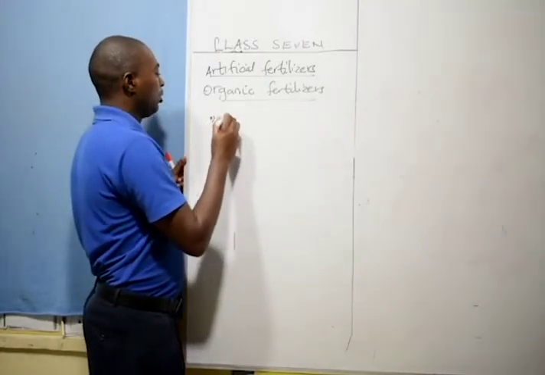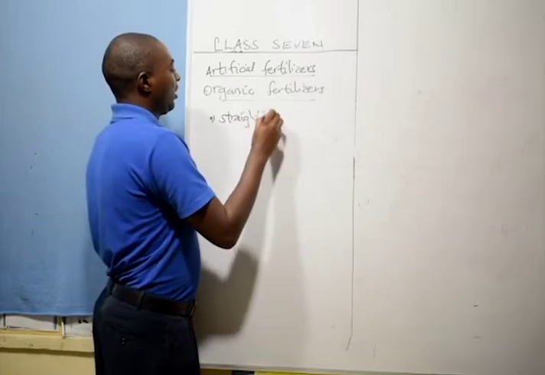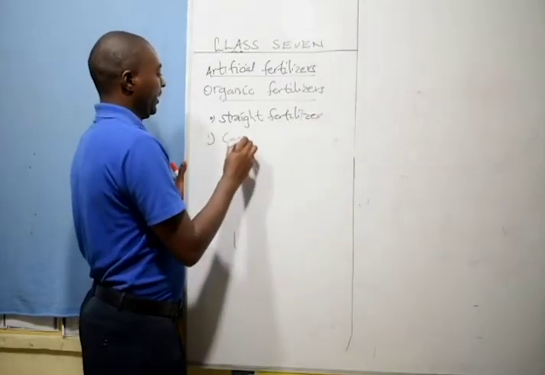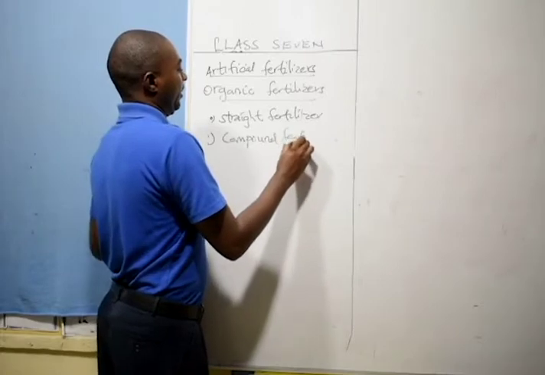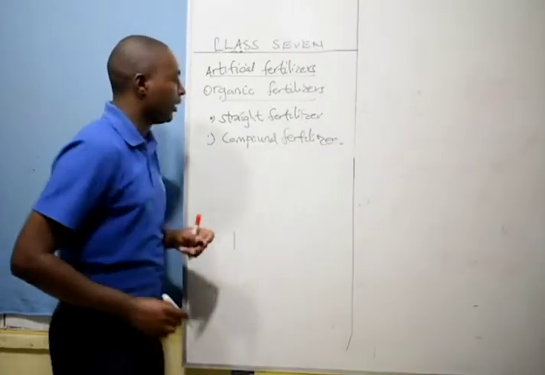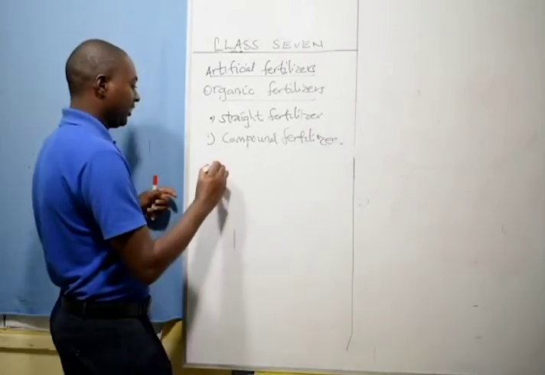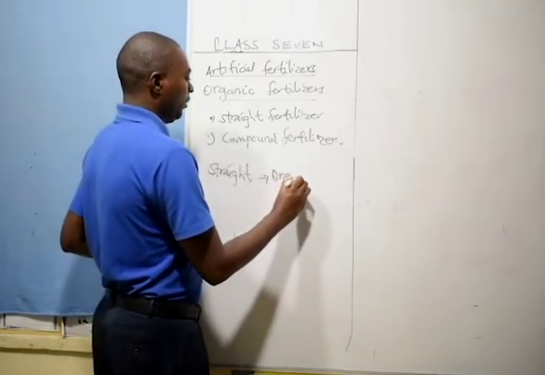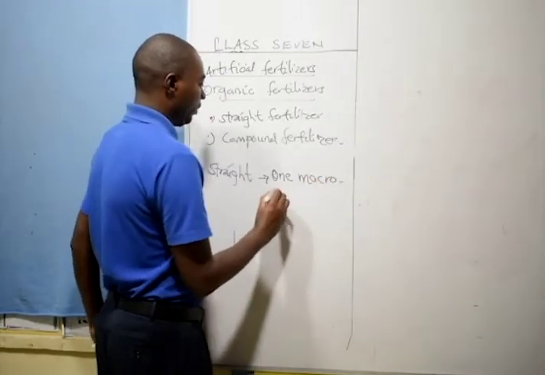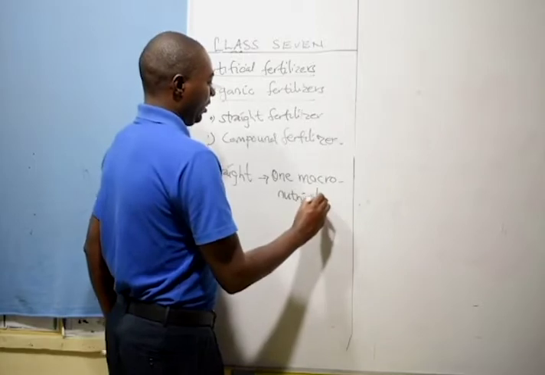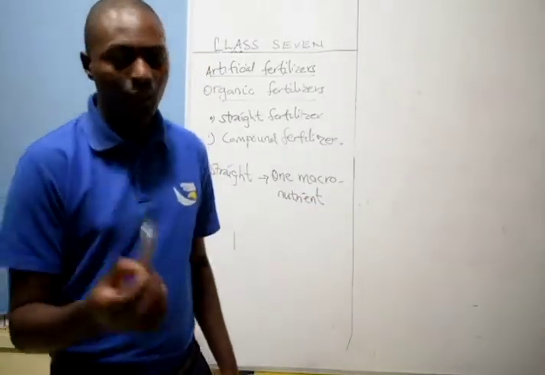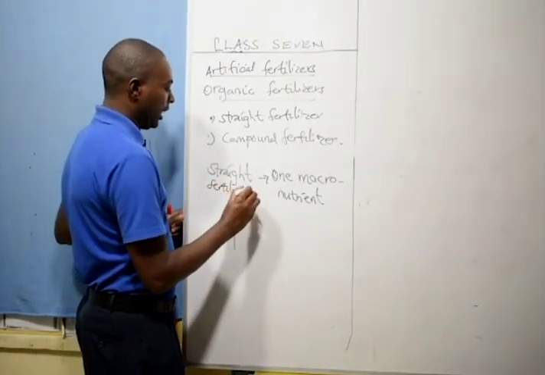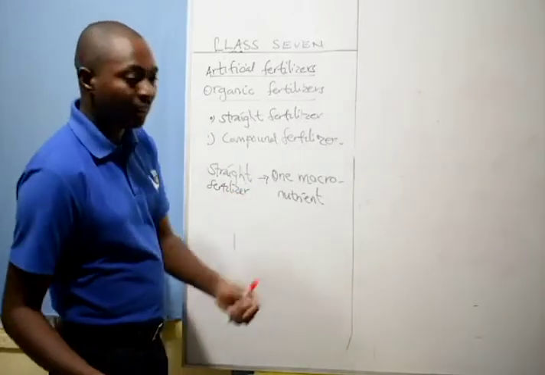And they are categorized into two. They are those that we call the straight fertilizers. And we also have what we call the compound fertilizers. And I want to give the difference between the two. The straight fertilizers are fertilizers that contain only one macronutrient. And we said in our previous lesson that macronutrients are nutrients that are required by plants in large quantities. And therefore, the straight fertilizers contain only one macronutrient. The others are just micronutrients.